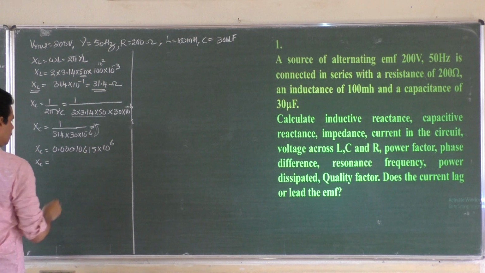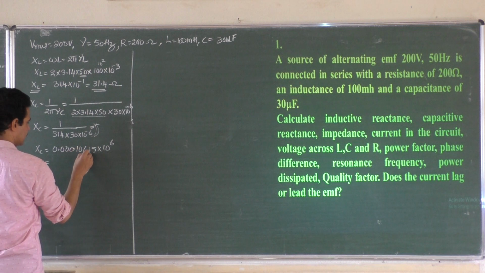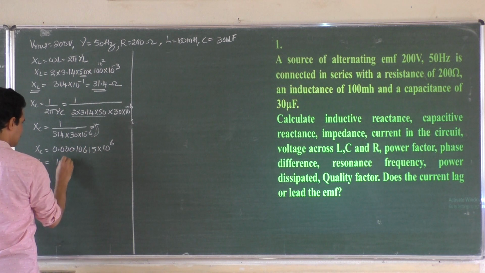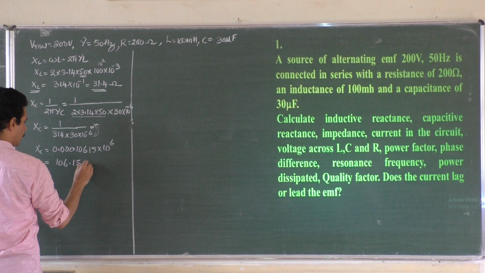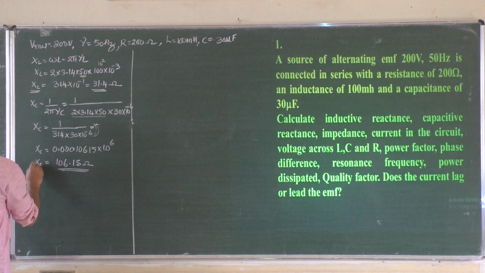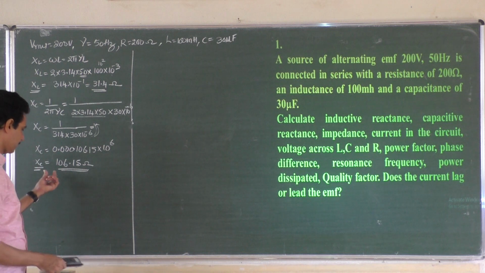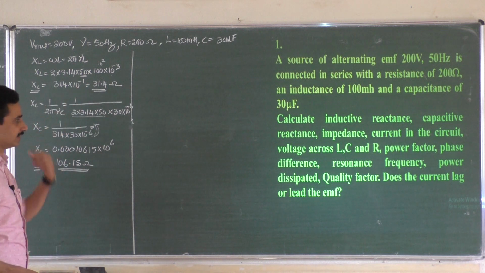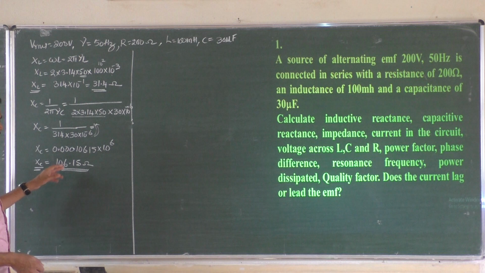Xc is equal to 106.15 ohm, because Xc and XL are measured in ohm. So inductive reactance and capacitive reactance are obtained. You see here, capacitive reactance is more than inductive reactance. Capacitive reactance is only 106.15.